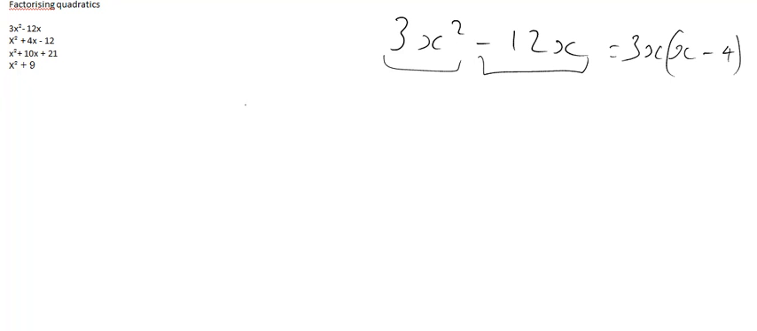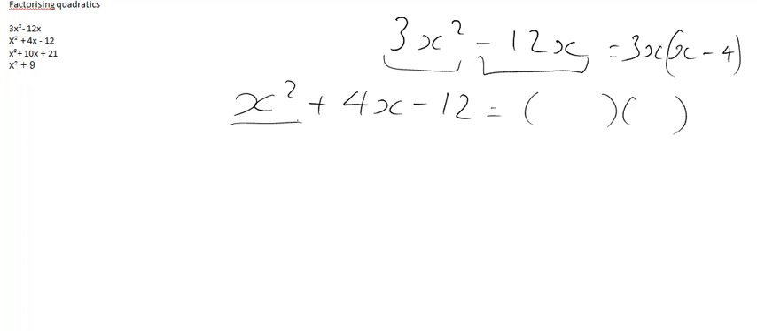The problem comes when I come to look at the next one. Because I've got x squared plus 4x minus 12. Now the moment I see a quadratic like this, then I know it's going to be in the form where I've got two brackets. The only way I could get an x squared there is if I have an x in both brackets, so that's fine. And then I need to work out what the numbers are in each bracket.